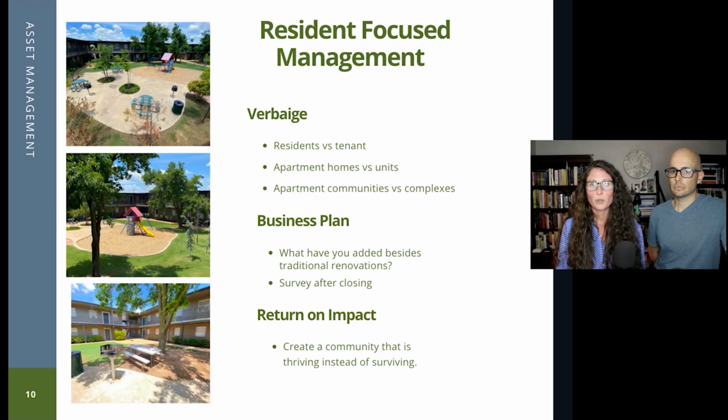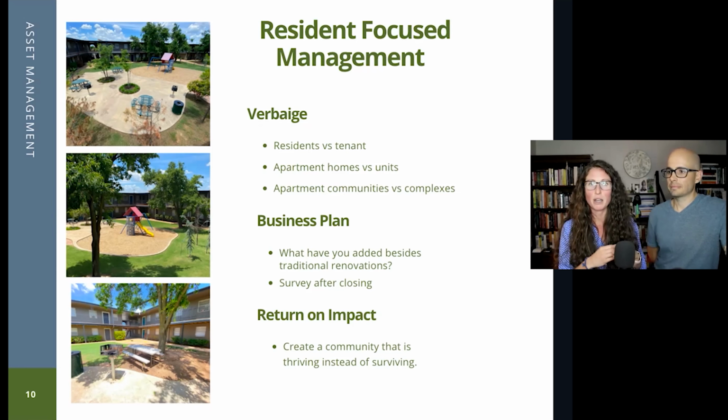Because that's really what everyone deserves, right? We've taken care of the basic necessity of shelter, so why can't we go beyond that? When we move away from purely return on investment and focus on return and impact, that's when you create a great atmosphere.